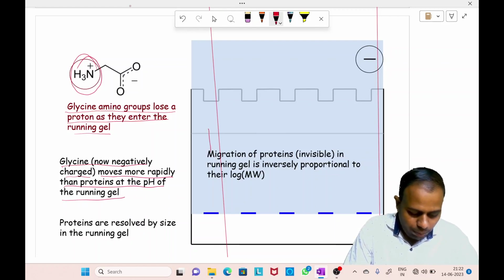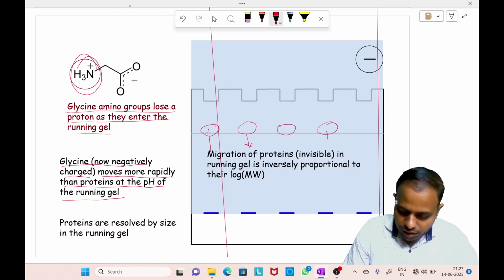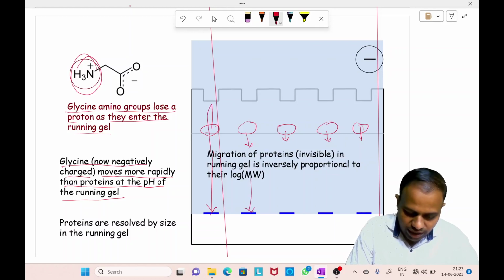The proteins now, when the potential difference is removed, all the proteins that are stacked at this position start to separate depending on their molecular weight. Okay, it does not separate on the charge. Remember, the glycine moves faster, and due to this, the potential difference that is created here at this position is disturbed, and the proteins start moving according to their molecular size in the running gel below. In the running gel below, protein starts moving depending on the molecular size.